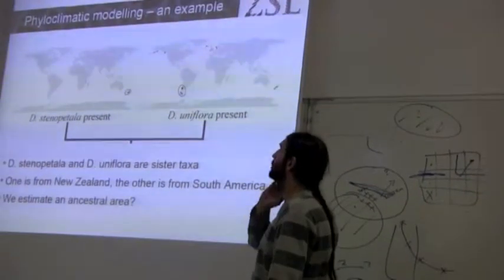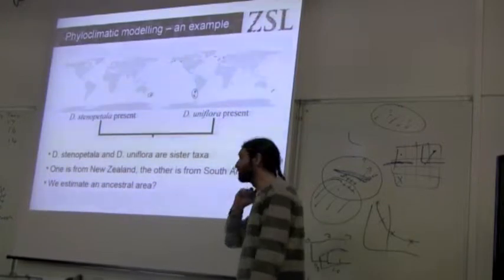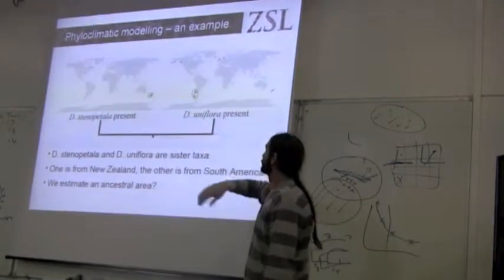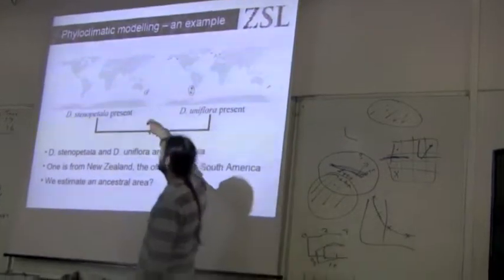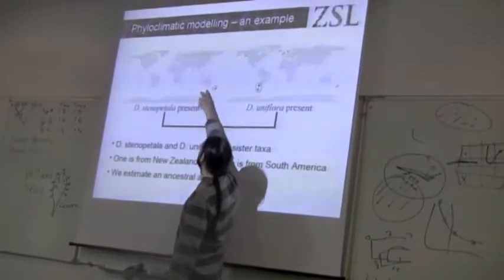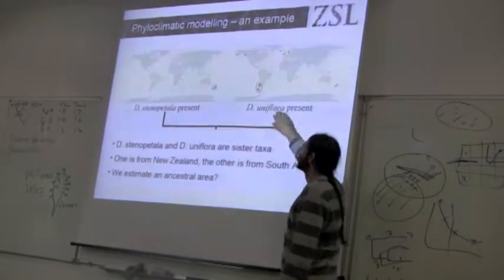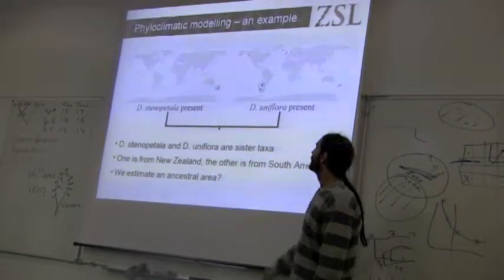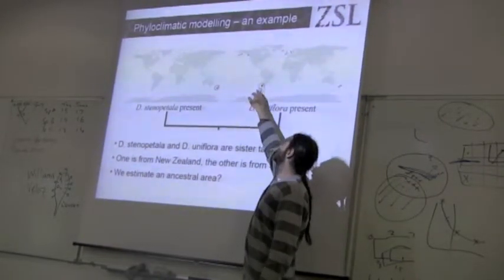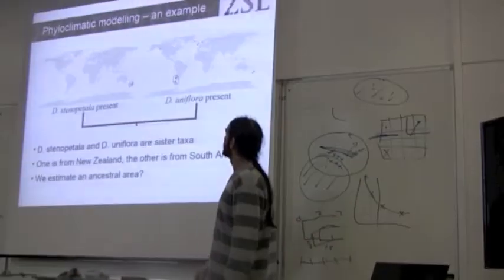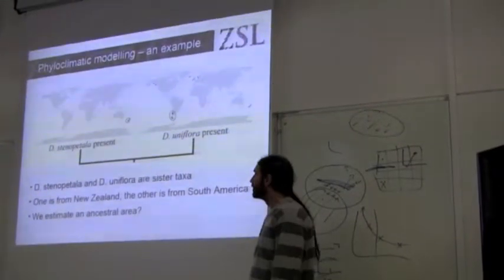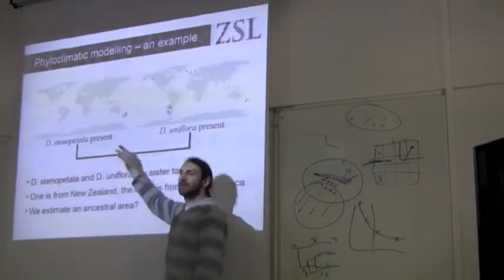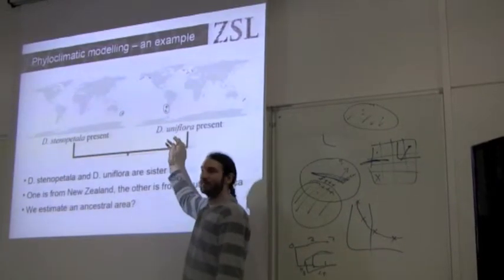Okay, and here's an example of why that sort of thing can be useful. We've got two sister species, Drosera stenopetala and Drosera uniflora. The present distribution of stenopetala is New Zealand. The present distribution for uniflora is the southern tip of South America, Patagonia, and a bit up into Chile. These are sister species, and they are well sampled. We know they are sister species based on strong genetic evidence.